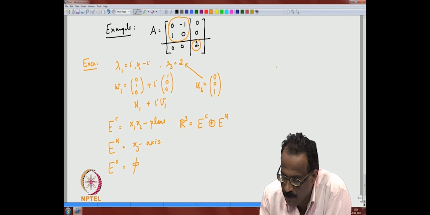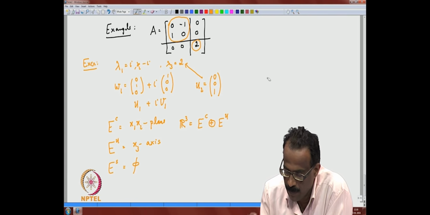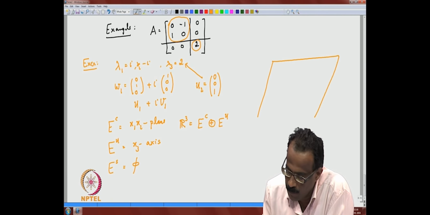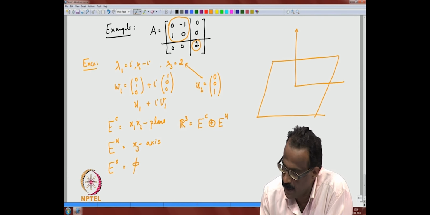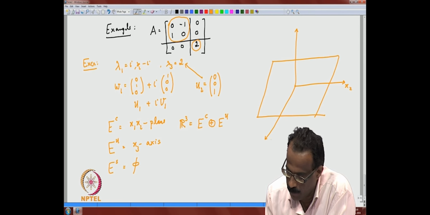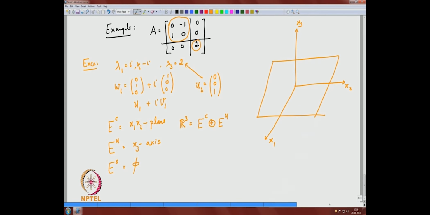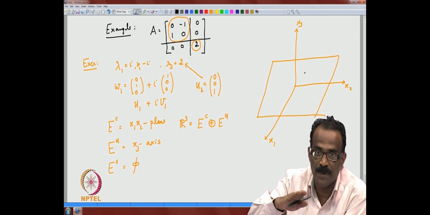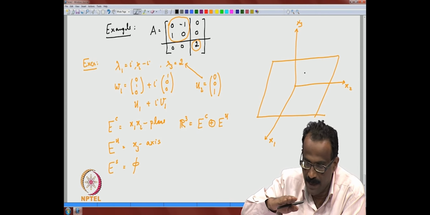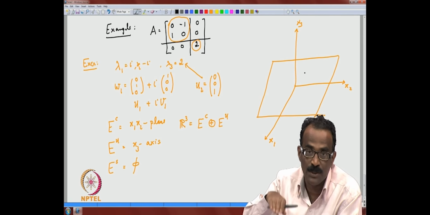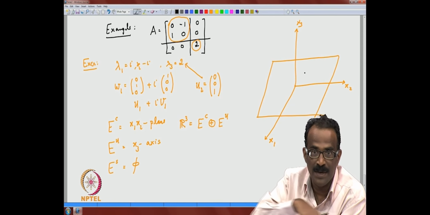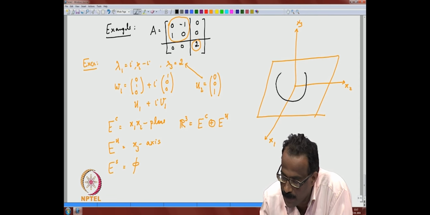If you want to see a plot of this graph, this is your x1, x2 and this is your x3, and x3 is a decoupled part. Whenever you start a solution in the x1, x2 plane, since x3 is decoupled, it will remain in the x1, x2 plane itself, and in the x1, x2 plane the real part of the eigenvalue is 0. So, it will remain like a center; the solution will be a circle.